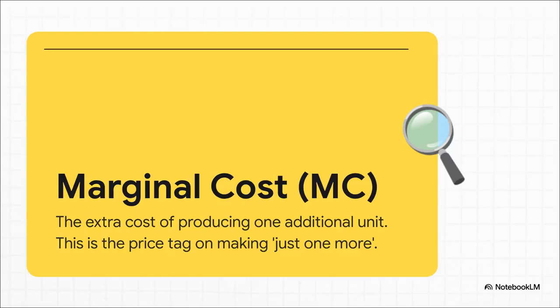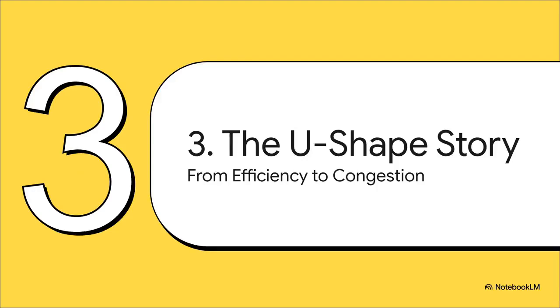And here it is, the star of the show, marginal cost. Now this isn't an average. This is the exact cost of producing that next single item. Think of it as the price tag on making just one more. This number? This is your crystal ball for making smart decisions about production. Okay, so now we have all the pieces. We know about fixed, variable, average, and marginal costs. So let's head back to our friends in Patna and see how all of this stuff behaves in the real world.